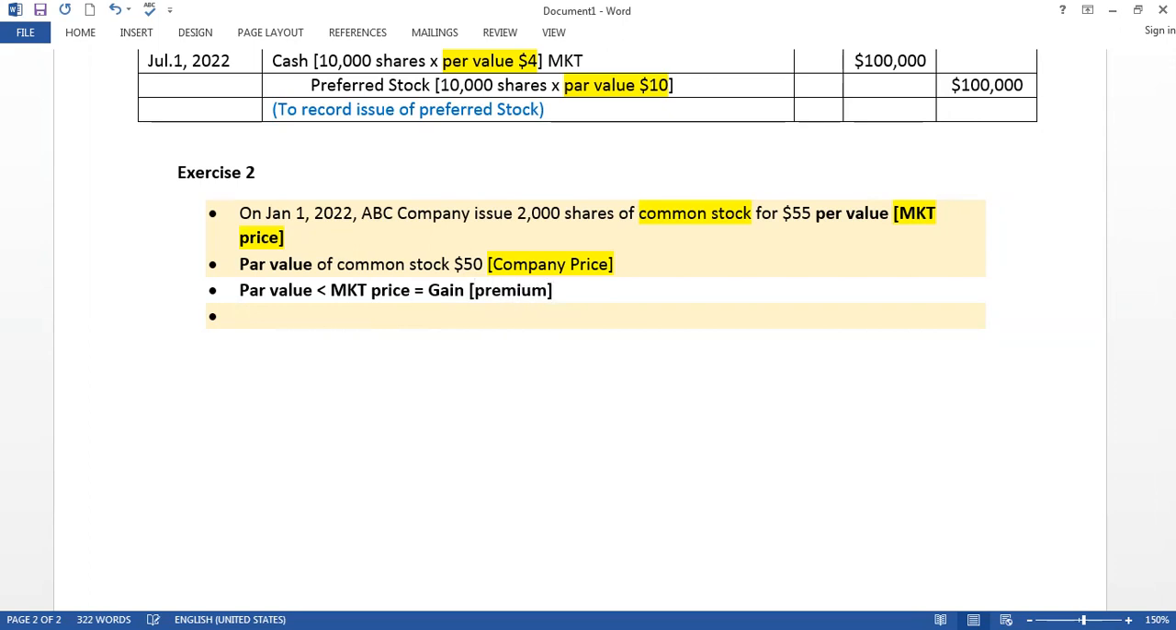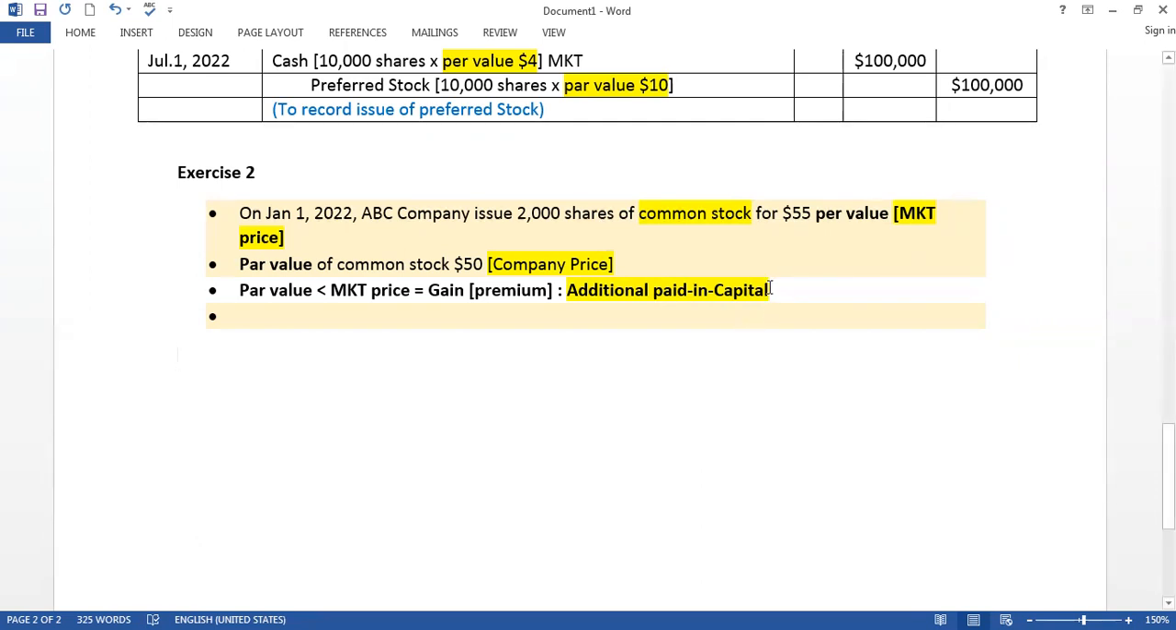But when we sell our share, we cannot record the word gain. We cannot use the word premium. We have to use a specific account. It is called additional paid in capital. This is the account we are going to use. Clear? We cannot record gain or premium. We are going to record additional paid in capital.